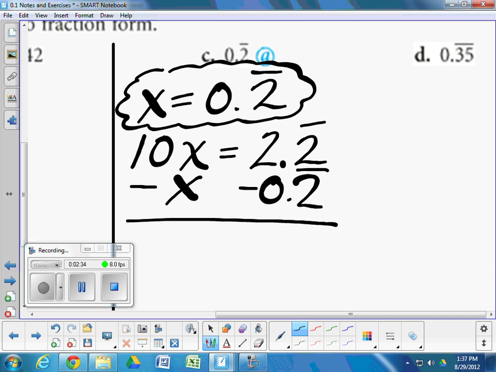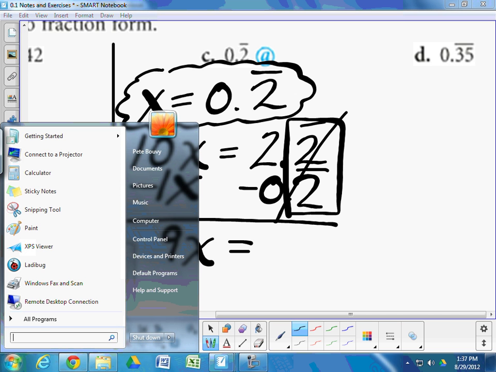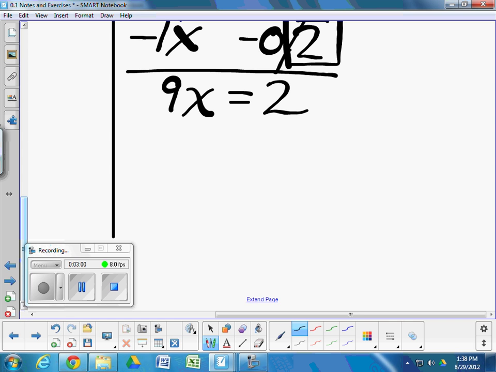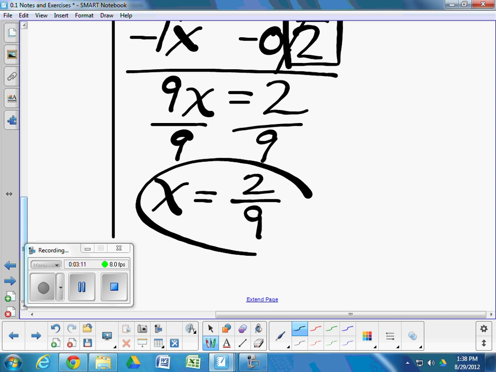They're the same. What is 10x take away 1x? 9x equals 2.2 repeating minus 0.2 repeating. The repeating parts cancel. It's just 2. So it equals 2, and we're almost done. What's next? You divide 9 on both sides. Divide both sides by 9. And you get x equals 2 ninths. Done. Type it in. 2 ninths is 0.2 repeating.